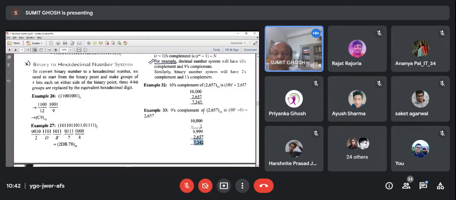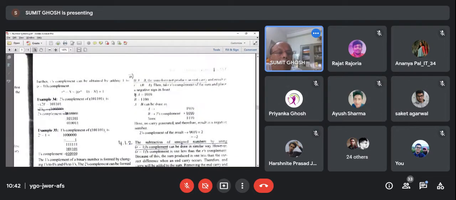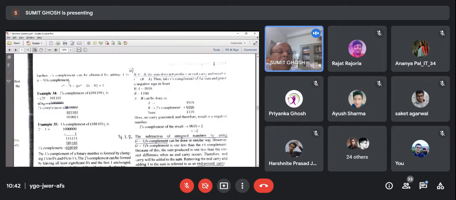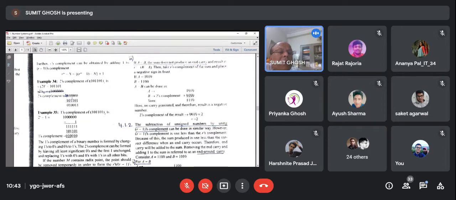7342. What did you get earlier? 7343. So the 9's complement is 1 less than the 10's complement. Clear? Yes, sir. So I told you the r's complement is 1 more than the r minus 1's complement. If you add 1 to the r minus 1's complement, you will get the r's complement.